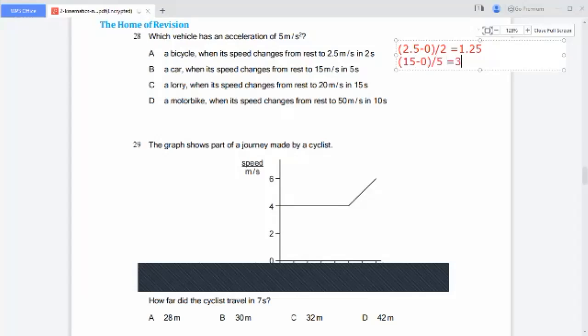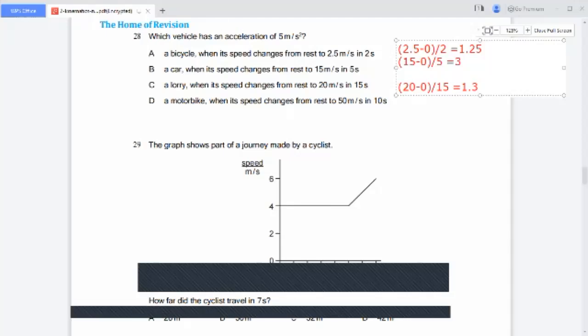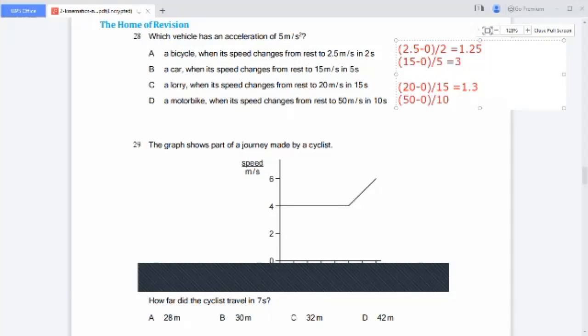Next is a lorry, when it speeds from rest to 20, it means this time it would be 20 minus 0 divided by 15 and it will be equal to 1.3. Next is when it speeds up from 0 to 50, it means this time it would be 50 minus 0 and it would be divided with 10 and we are left with 5.